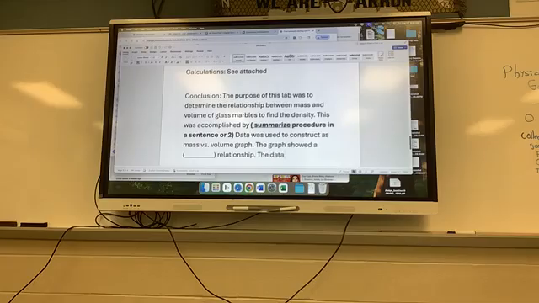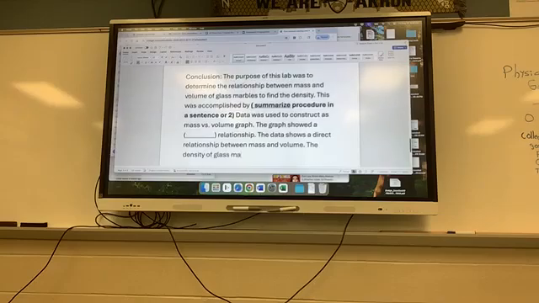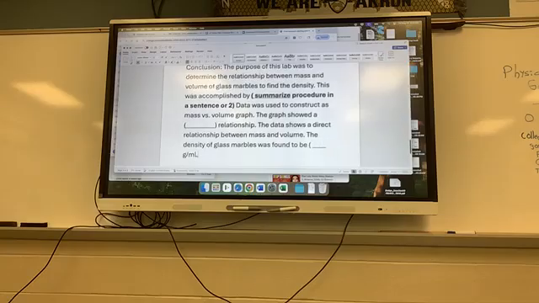The data shows, well, we already kind of said that. Well, then you would say the data shows a direct relationship, right? Between what? So it would be between mass and volume. Okay. The density of glass marbles was found to be, you'll put your number in grams per milliliter.